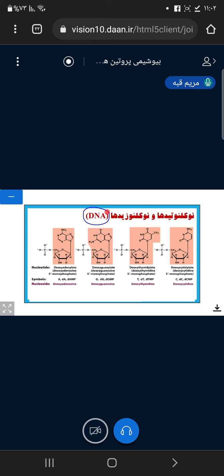We are going to learn about the nomenclature, the naming of nucleotides and nucleosides in DNA. So listen carefully. When adenine is added to pentose, nucleoside is formed and its name is deoxyadenosine.